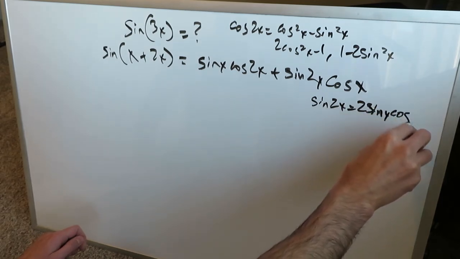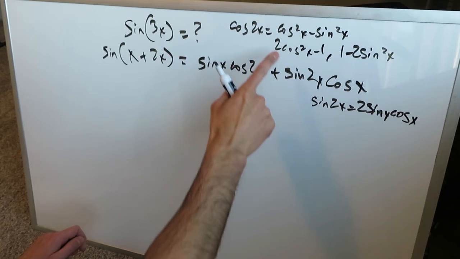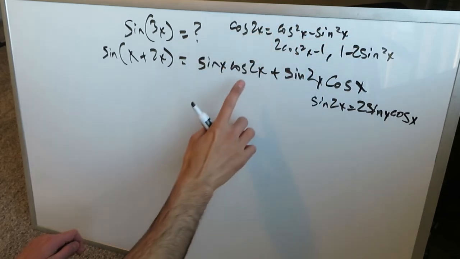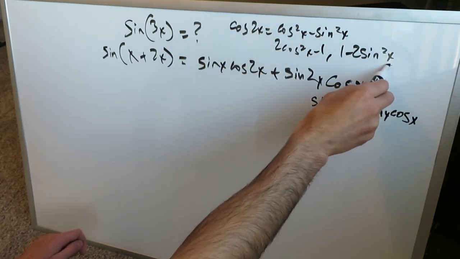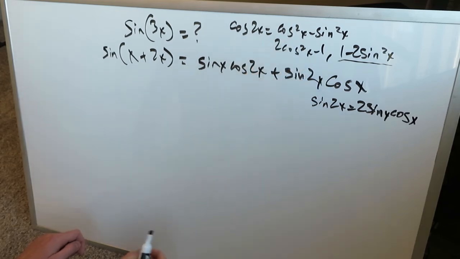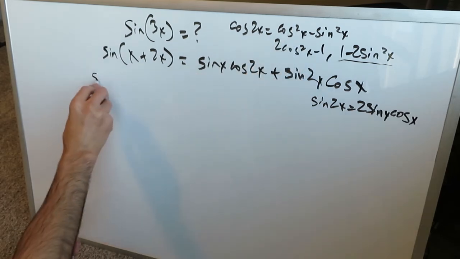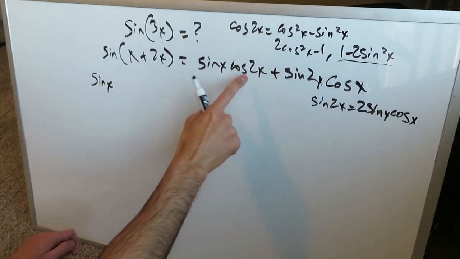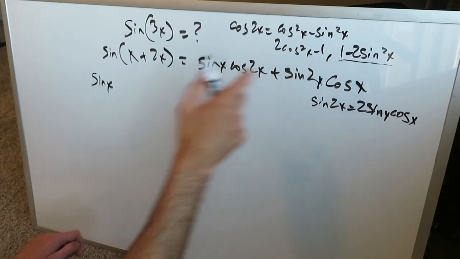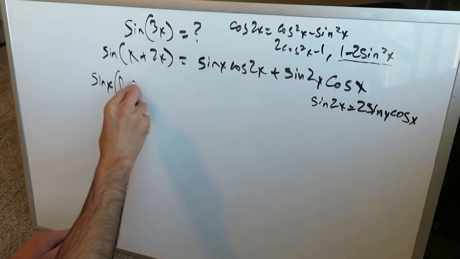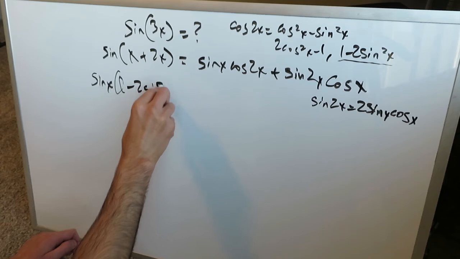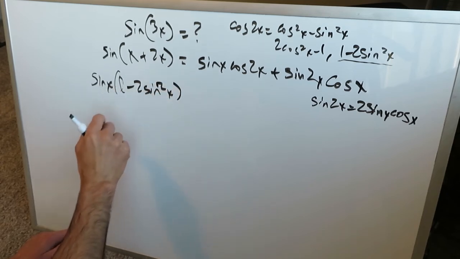Sine 2x is basically 2 sine x cosine x. From these 3 here for cosine 2x, I would pick this one right here, because it doesn't bring the cosine in it at all. And let's start plugging away. You have sine x, which is this, multiplied by cosine 2x. I'm going to use this 1 minus 2 sine square x.